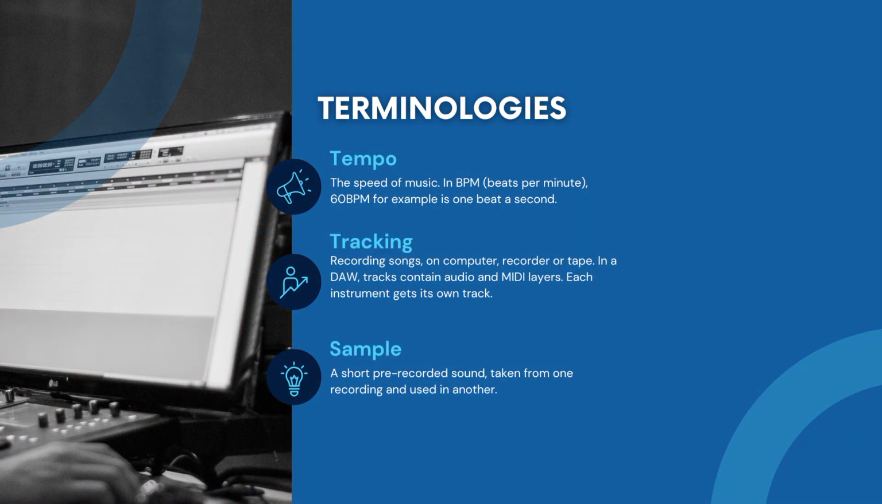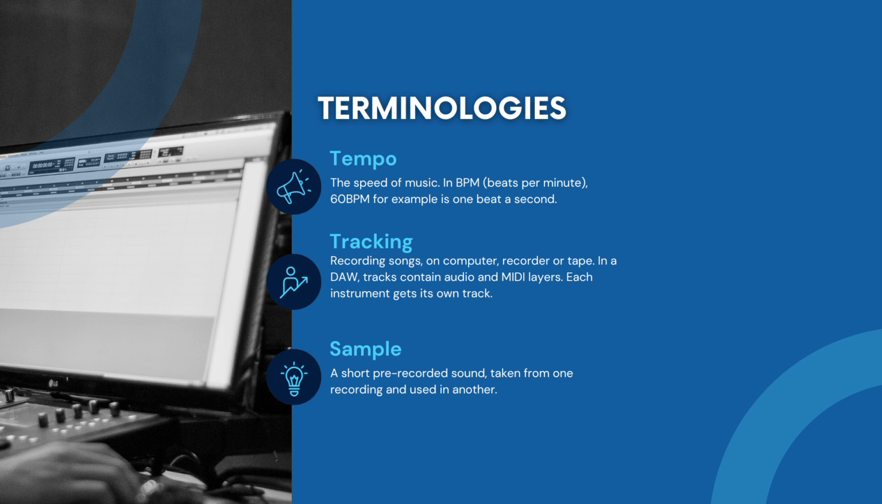A sample is a short pre-recorded sound taken from one recording and used in another. A sequencer can be used to record and edit a performance without using an audio-based input source. It doesn't record the actual audio but the data. So when notes are played, it records them in the form of data at a particular time.